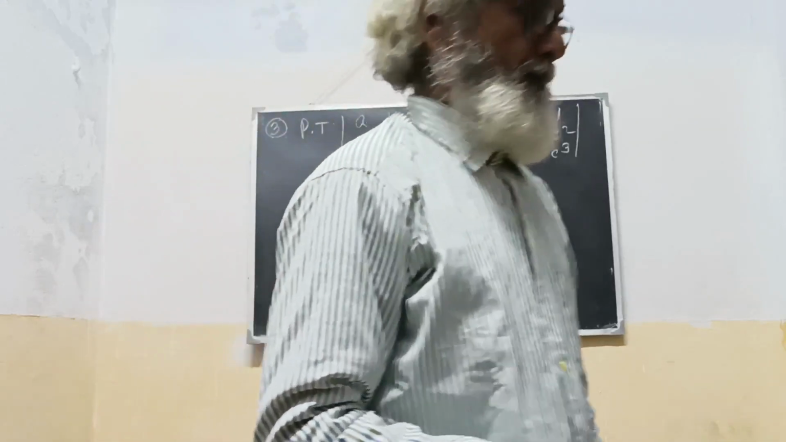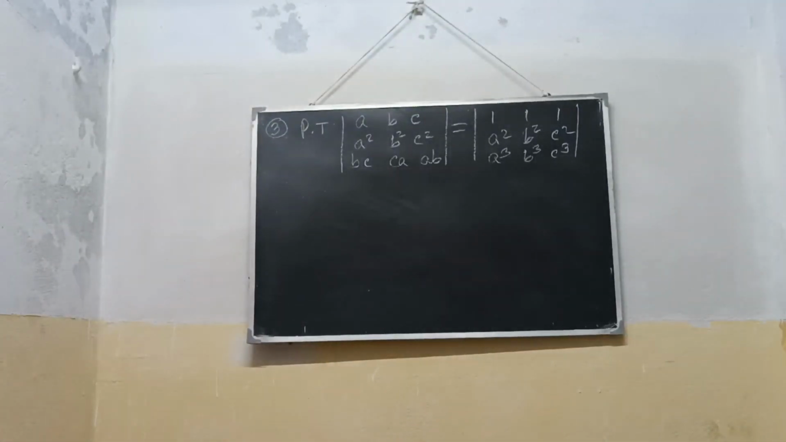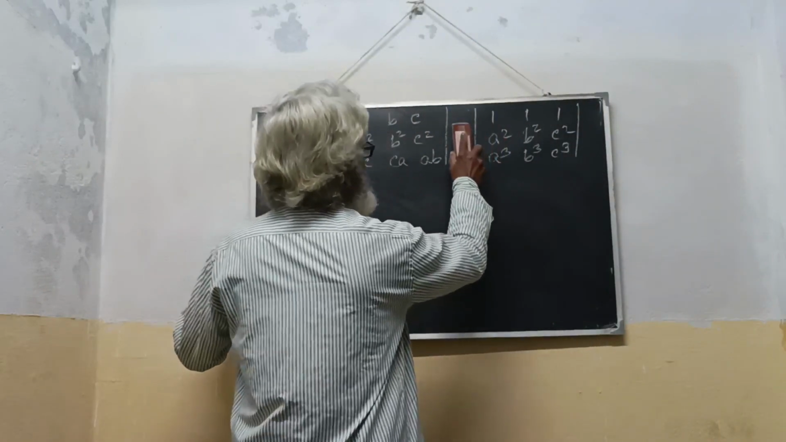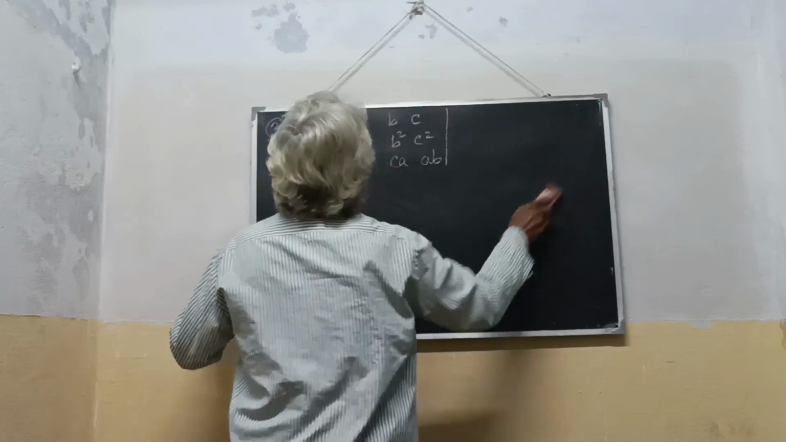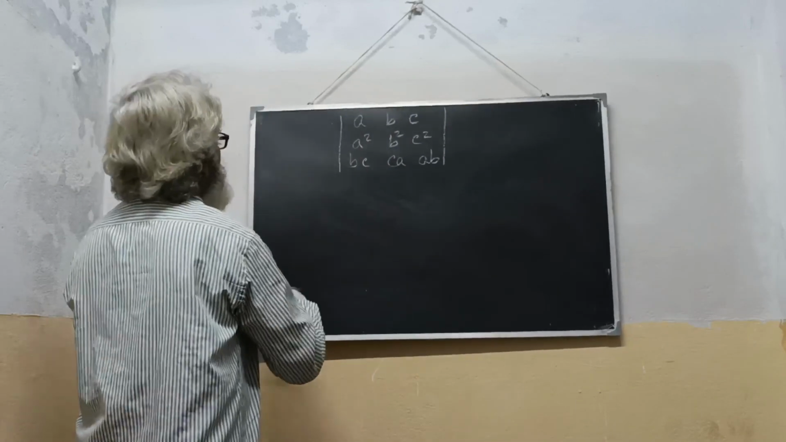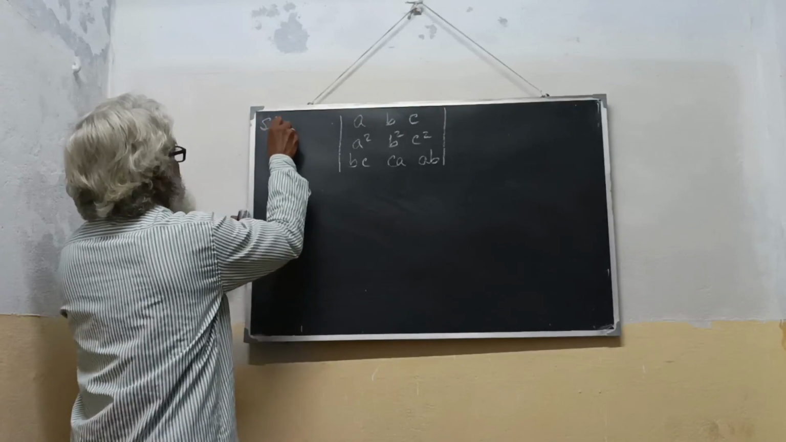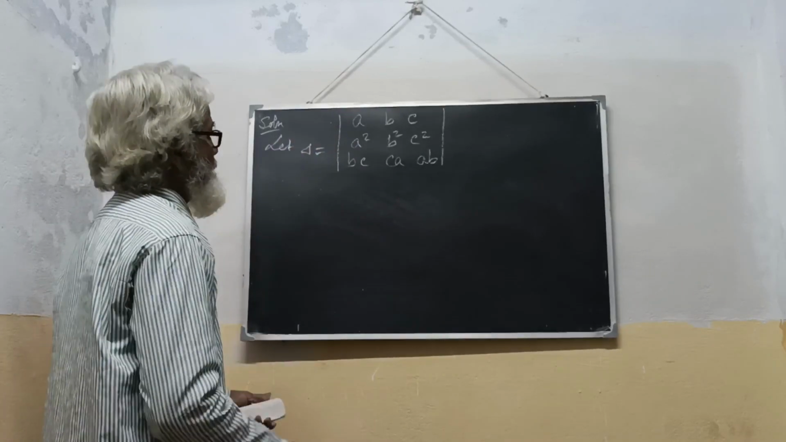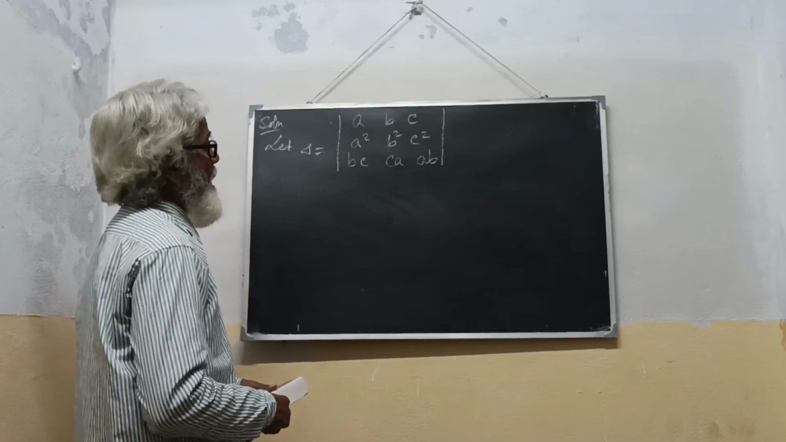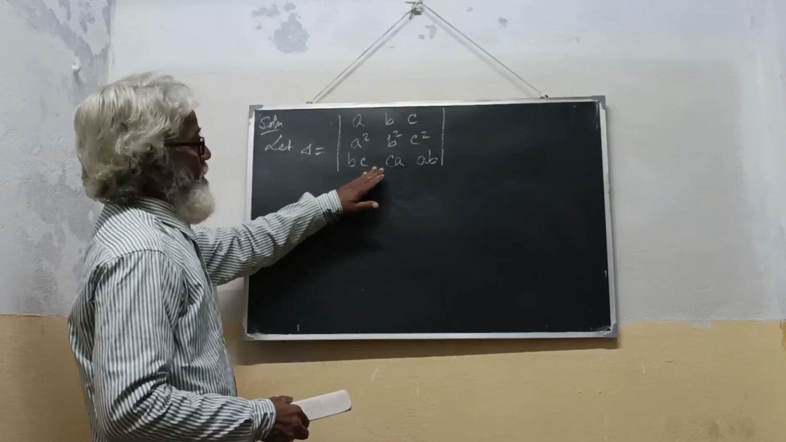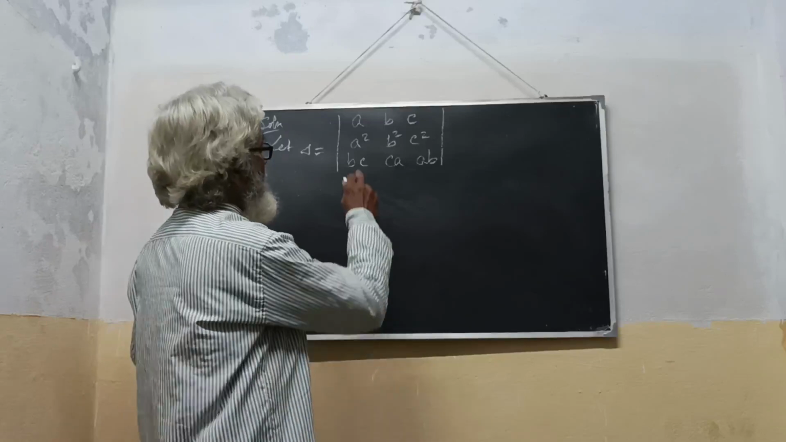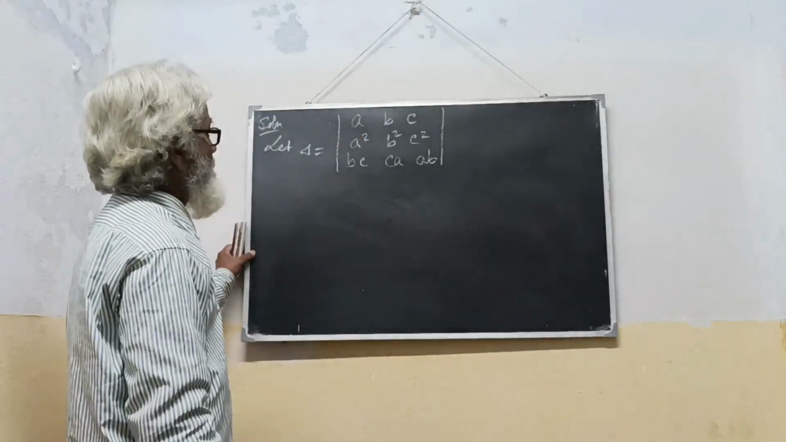Write the problem first. Solution. Let delta equal to, here, this is BC, this is CA, and this is AB. We multiply each term of first column by A.